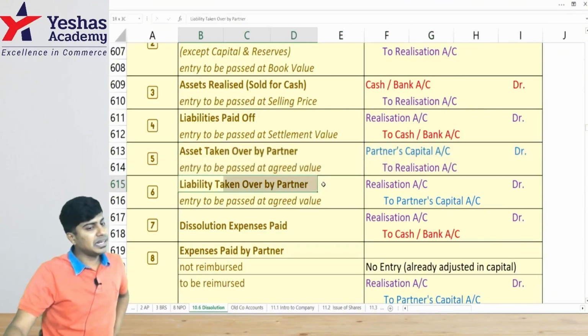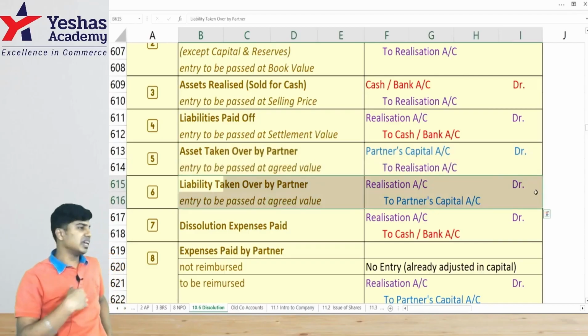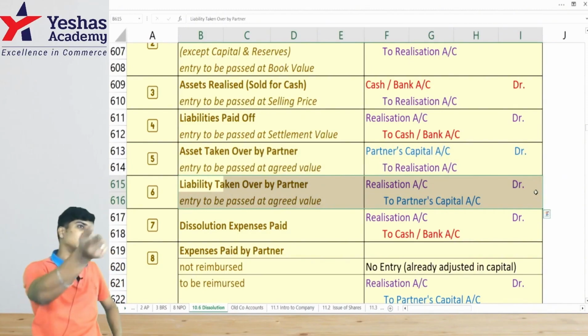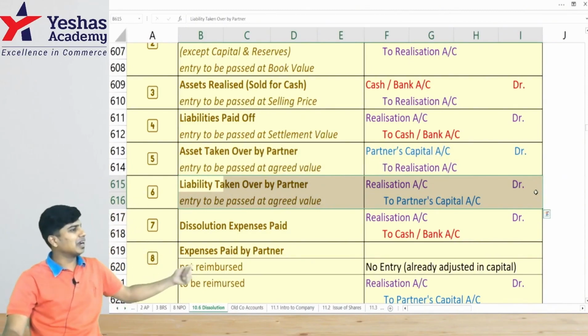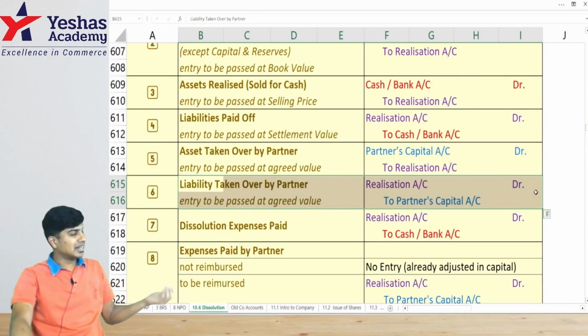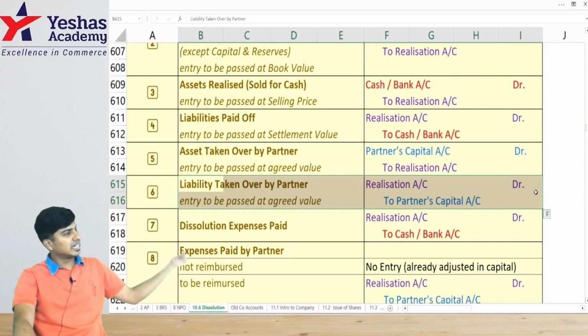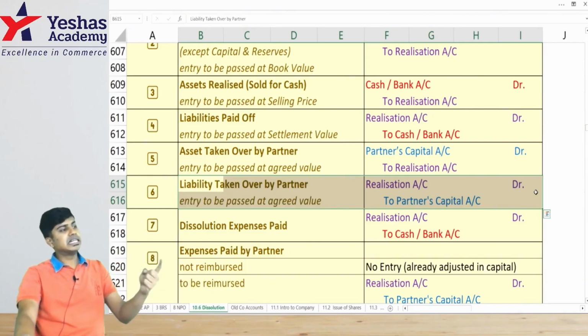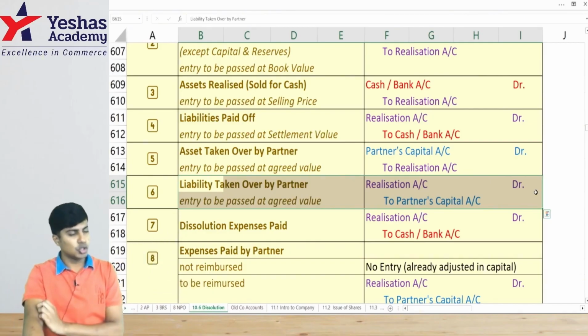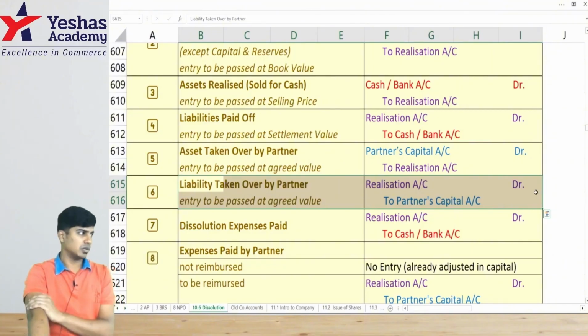What if a liability is taken over by a partner? See, we are supposed to pay cash. Before we pay cash, he has taken over the liability, meaning he paid cash to the liability. So we have to give money to the partner now. So partner's capital will increase. Credit partner's capital, debit realization. Entry will be realization account debit to partner's capital account.